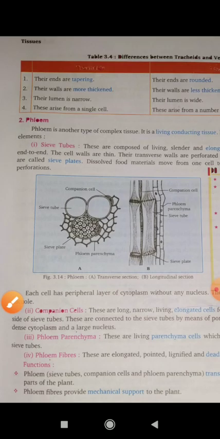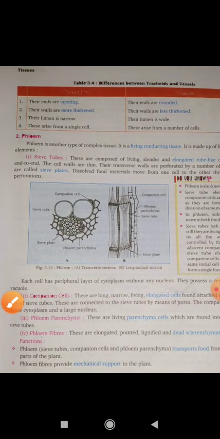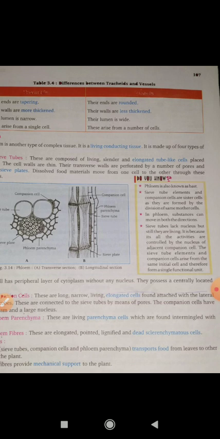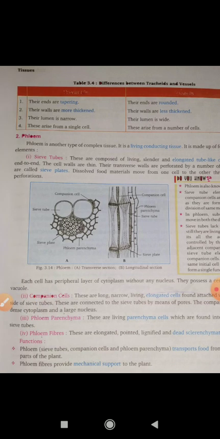So what is the function of the companion cell? Actually they are living cells, and they provide strength, cytoplasm and all things to the sieve tubes.